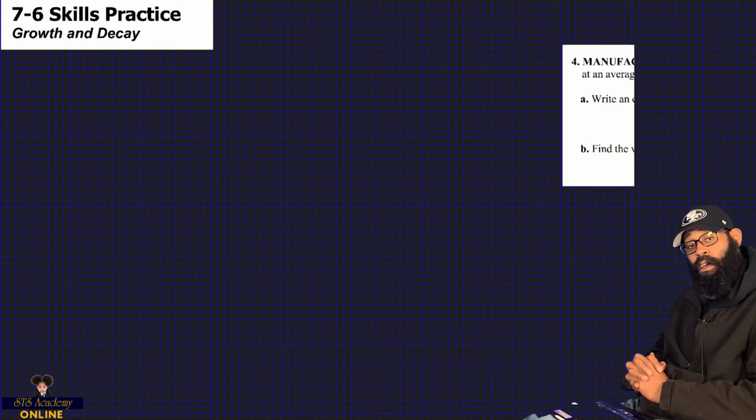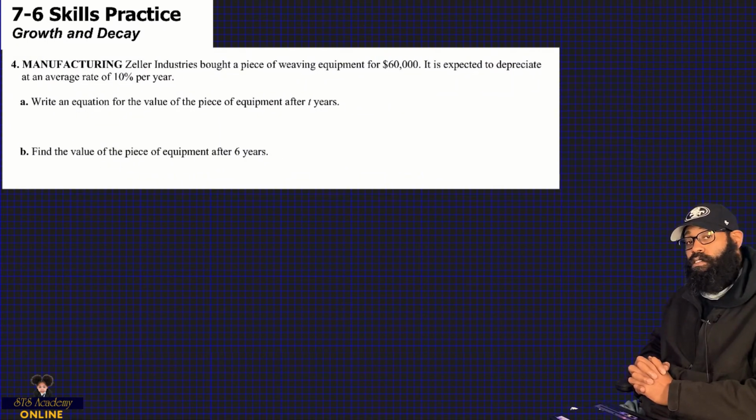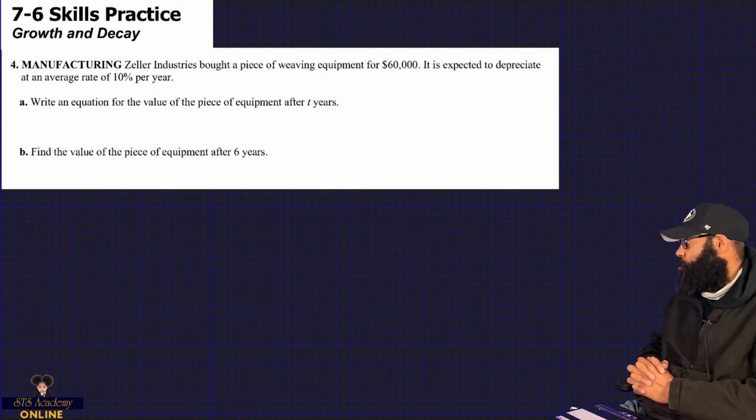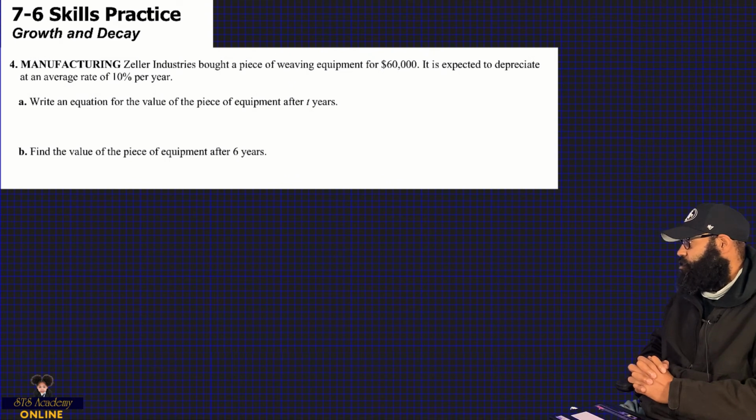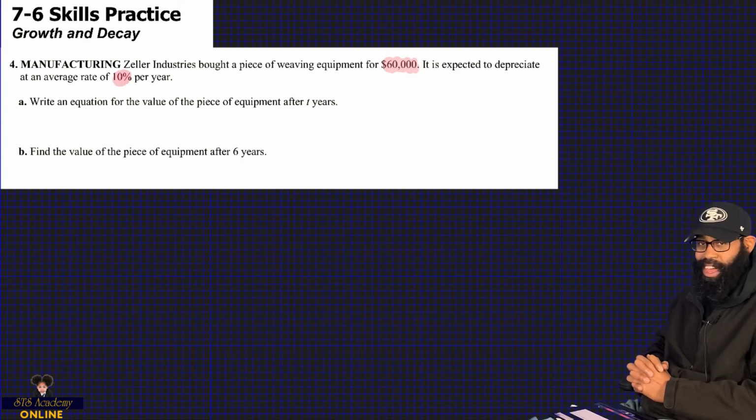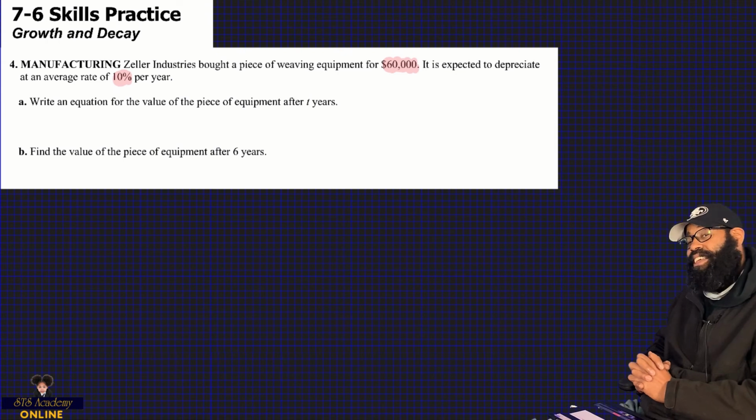As you can see, we got a lot of words on this handout, so let's get some more words up here. Manufacturing. Zeller's Industries bought a piece of weaving equipment for $60,000. It is expected to depreciate at an average rate of 10% per year.